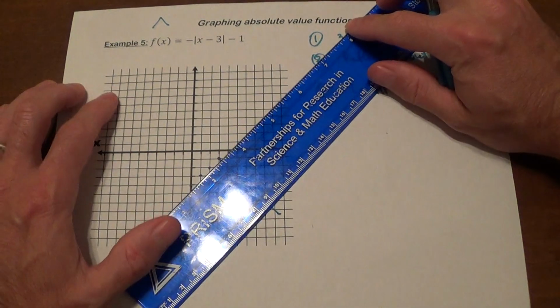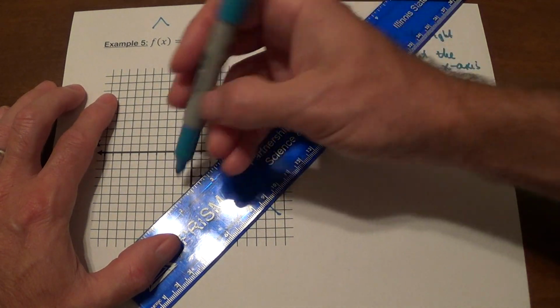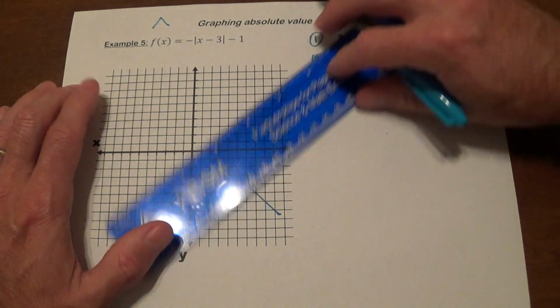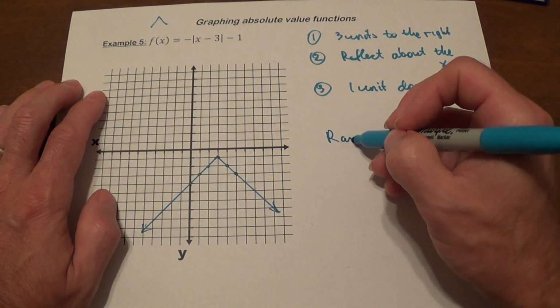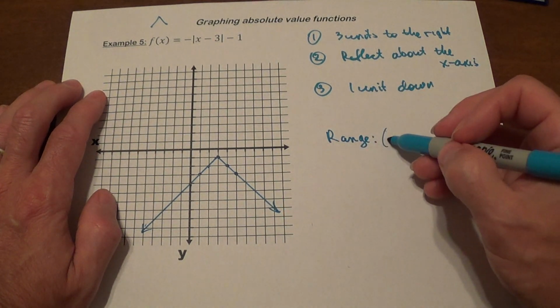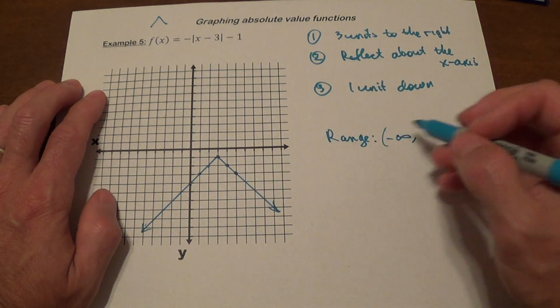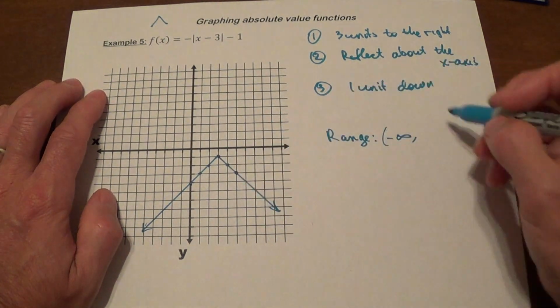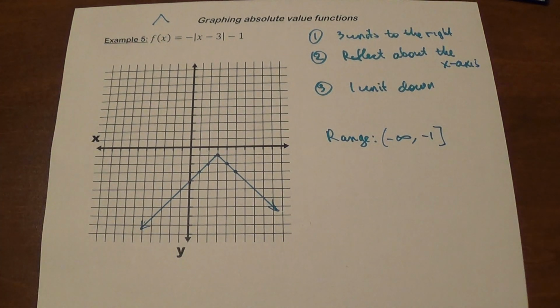One part is, we're going to have our other part, and that's what we have, and we should be able to identify the range here. Since it goes down, it's going to be from negative infinity to the vertex, which is going to be the y-coordinate of the vertex, which is at negative 1. And that's all there is to it.